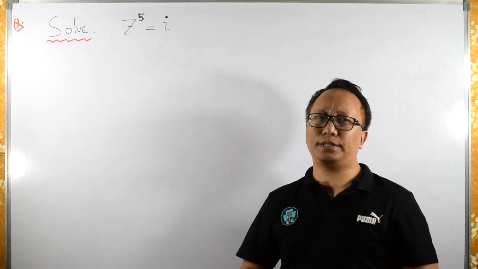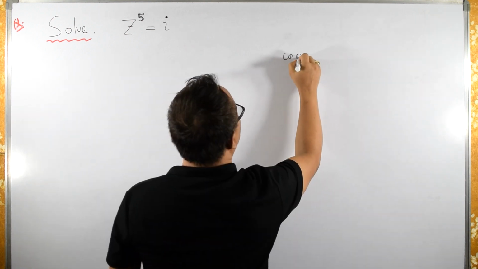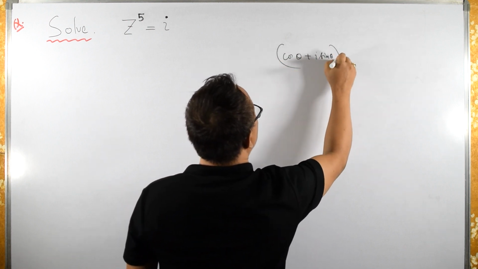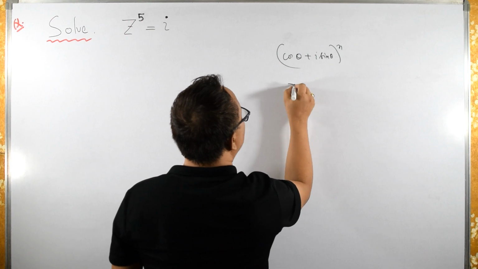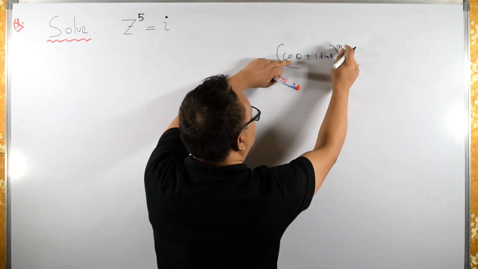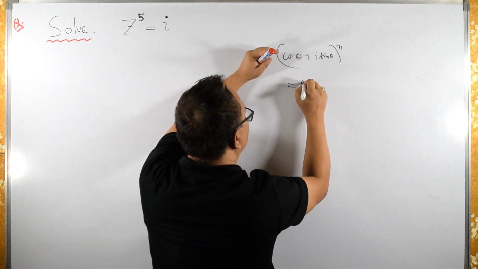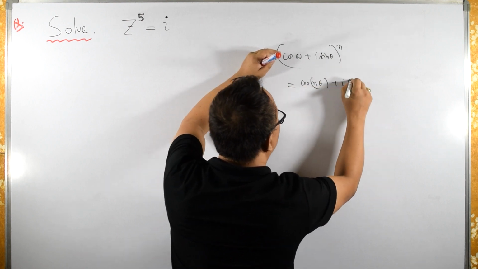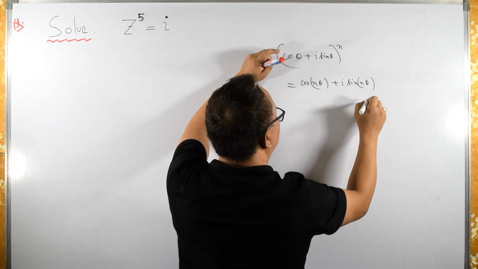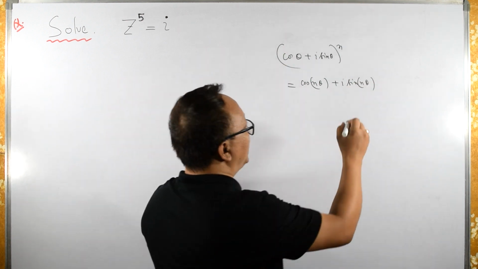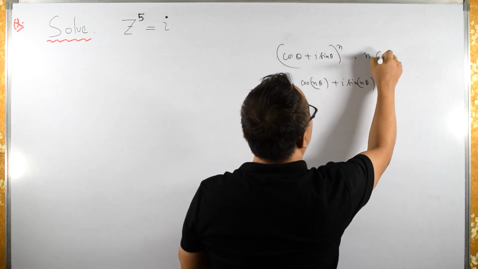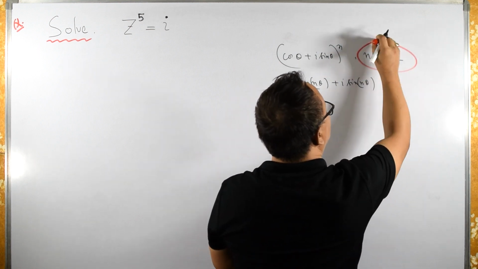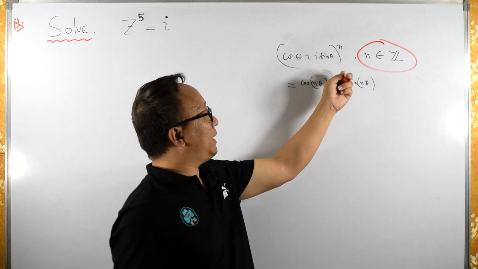Now what does De Moivre's theorem say? (cos θ + i sin θ) raised to n is equal to cos nθ + i sin nθ. But be careful, this n should belong to the integers. Then this formula you can apply.